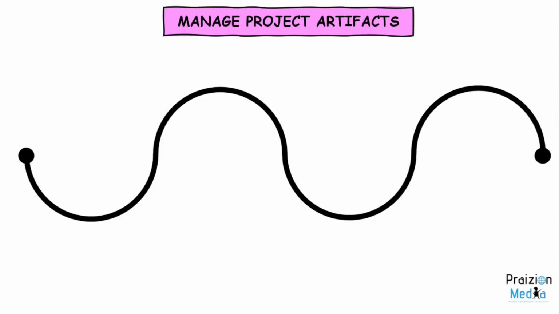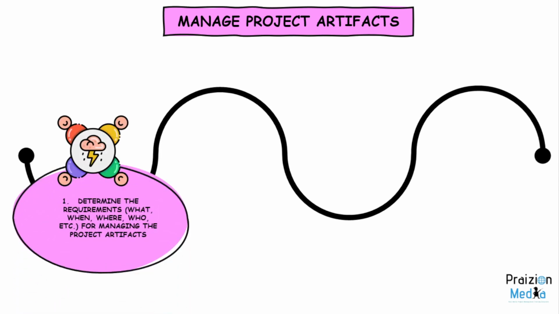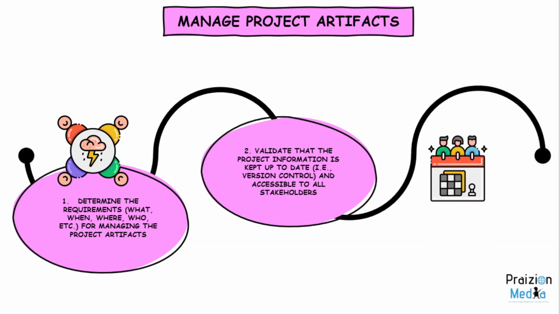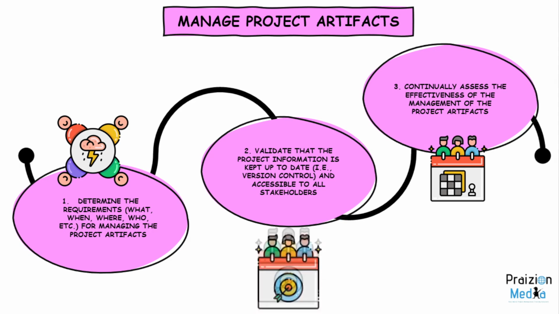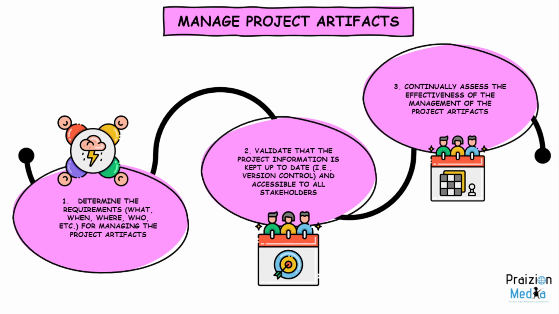It's manage project artifacts. Manage project artifacts in the PMP guide is not explicitly broken down, which is why the content outline comes in handy. So in the content outline, the very first enabler under this task reads, determine the requirements, what, when, where, who, and so on for managing the project artifacts. And then validate that the project information is kept up to date. That is version control and it's accessible to all stakeholders. And finally, continually assess the effectiveness of the management of the project artifacts.